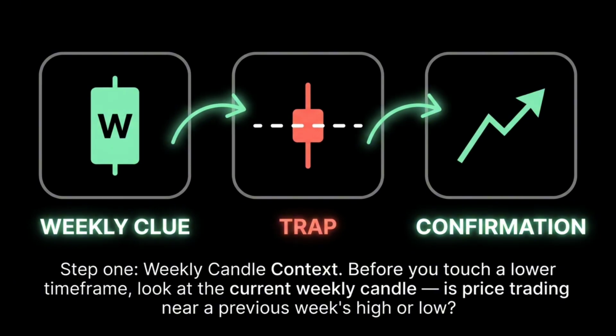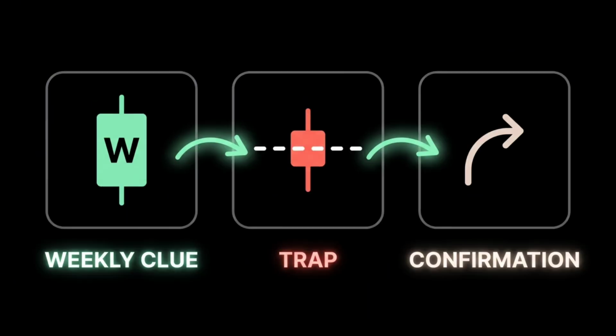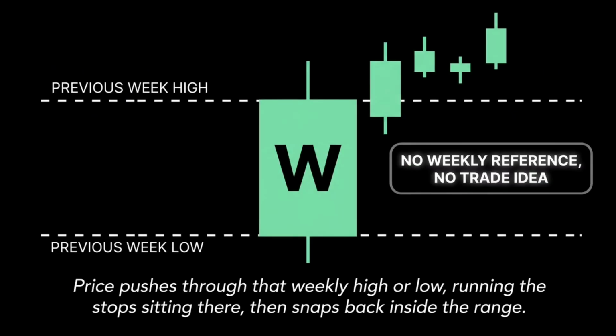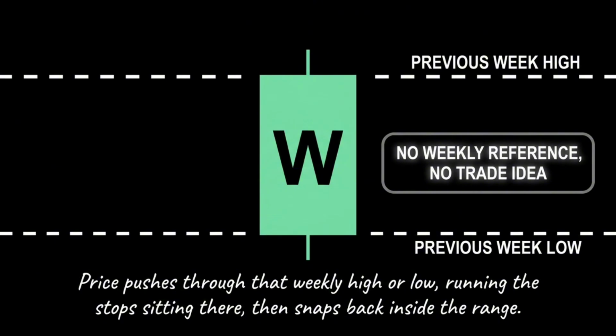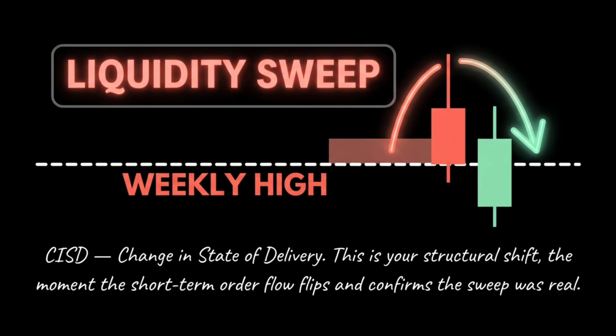Part 2. The framework. This model runs on 3 steps, always in this order. Step 1. Weekly candle context. Before you touch a lower time frame, look at the current weekly candle. Is price trading near a previous week's high or low? That level tells you where the market is likely to react. Your rule: no weekly reference point, no trade idea yet.